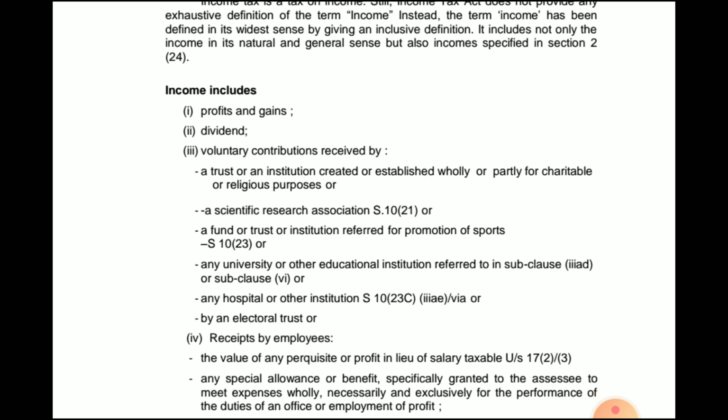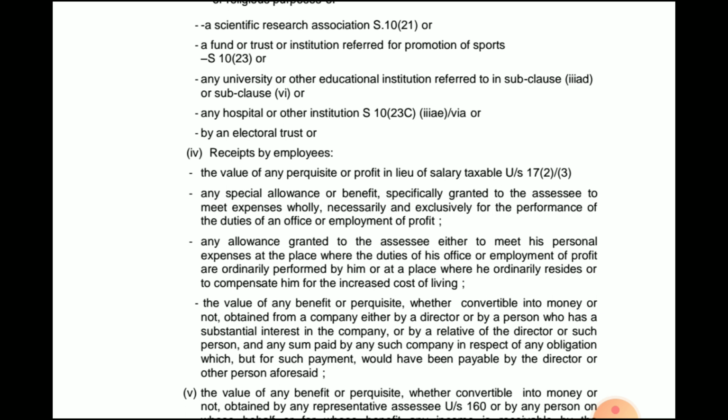So the fourth category of income is receipts by the employee. If an employee is getting anything apart from the salary, which we call the value of any perquisite or profit in lieu of salary, which is taxable under section 17 subsection 2, even it is called income. Like if he is getting any benefits apart from salary, that benefit is taxable. Or special allowances, or if he is getting any benefit exclusively for performing some particular duties, that particular benefit is also called income for that employee.